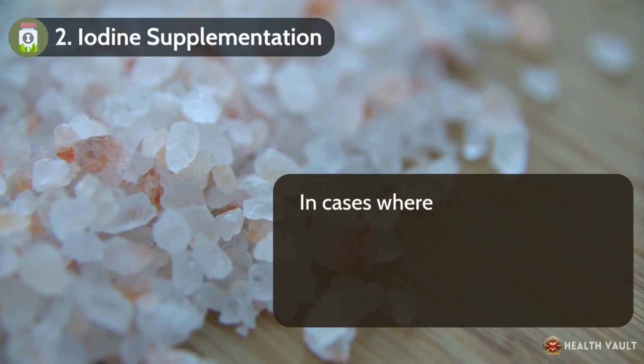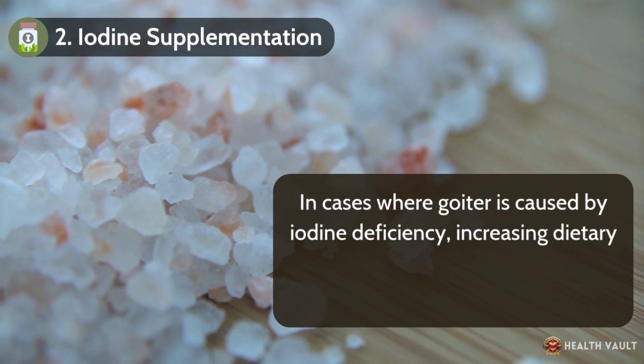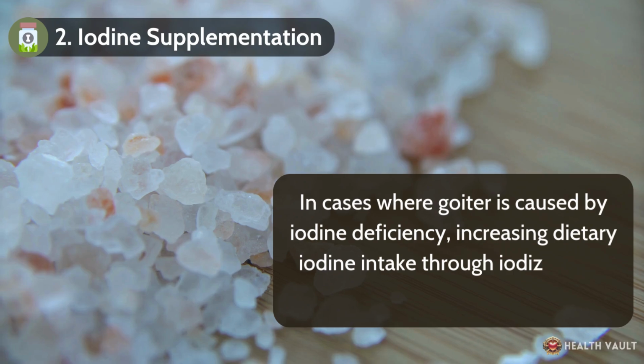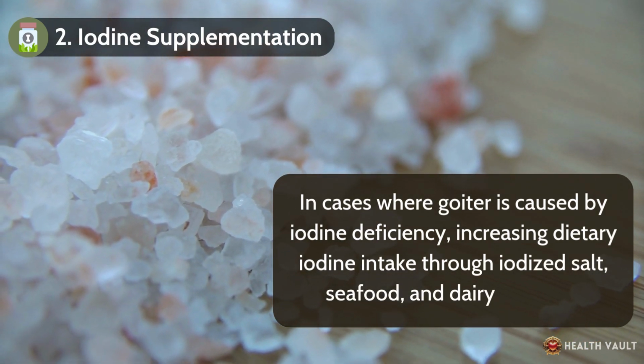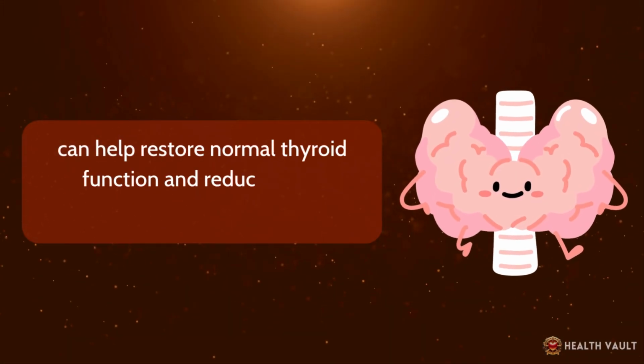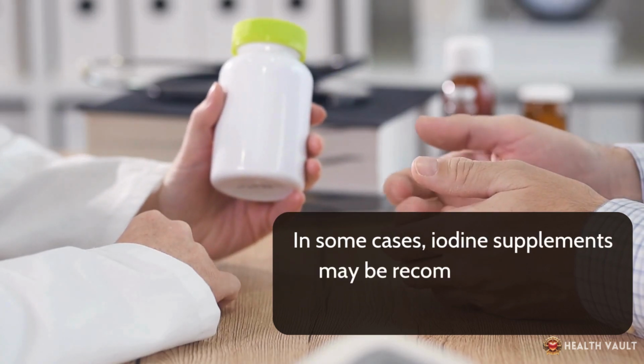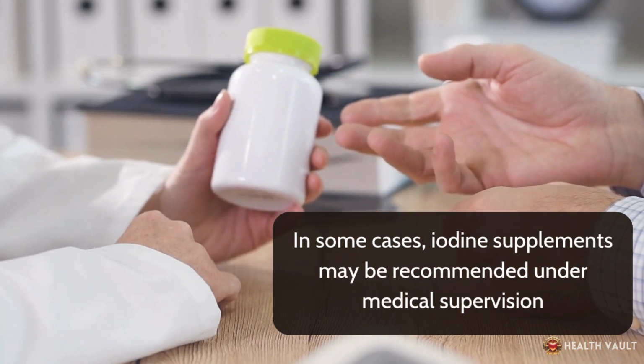Number 2. Iodine supplementation. In cases where goiter is caused by iodine deficiency, increasing dietary iodine intake through iodized salt, seafood, and dairy products can help restore normal thyroid function and reduce gland enlargement. In some cases, iodine supplements may be recommended under medical supervision.